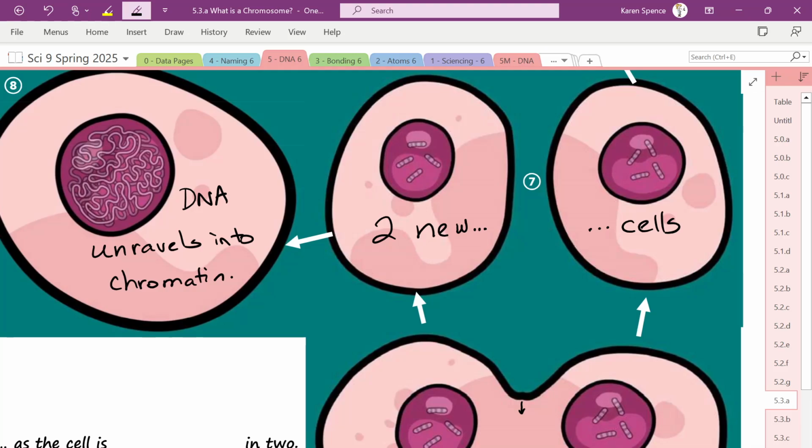And then when it's ready to divide again, the chromosomes will condense. They'll move to the middle. The nuclear membrane will break down. The two halves of the chromosomes will pull apart, and you'll get a new nuclear membrane forming around them. And then the cell will pinch off, and you'll end up with two new cells, and on and on and on. Okay, so we're going to leave it there for today.